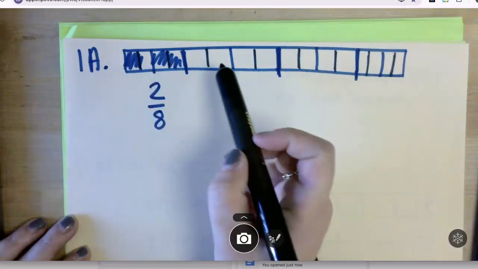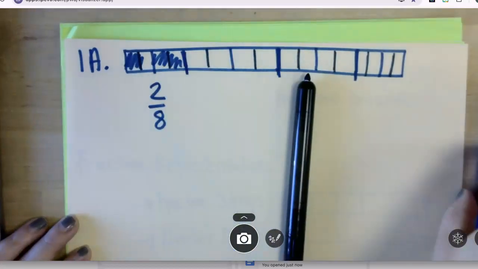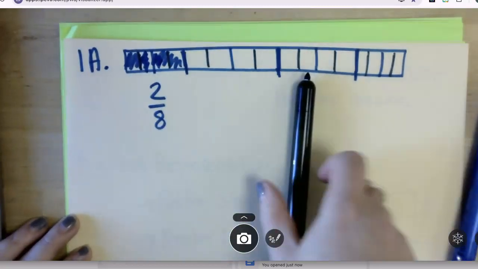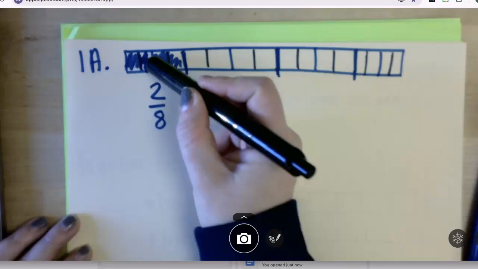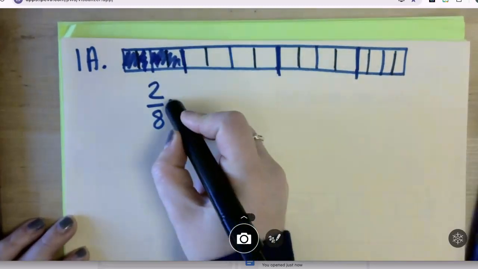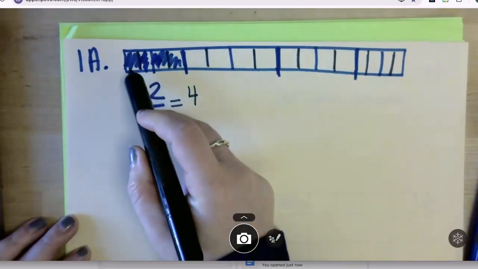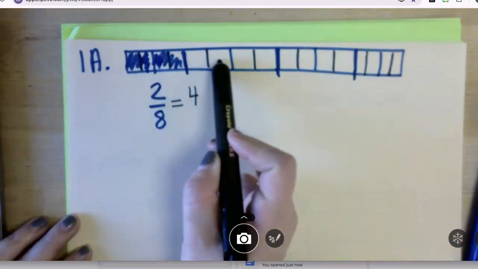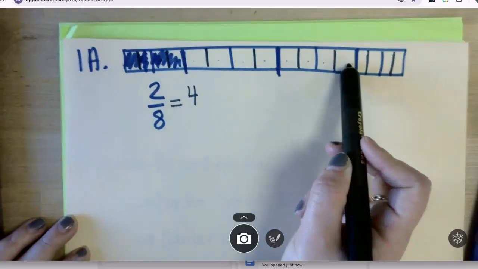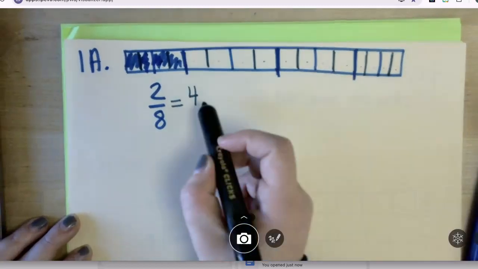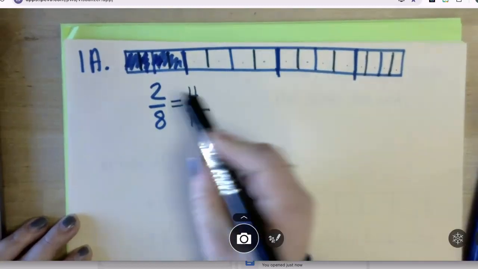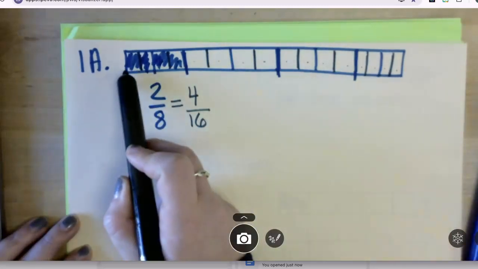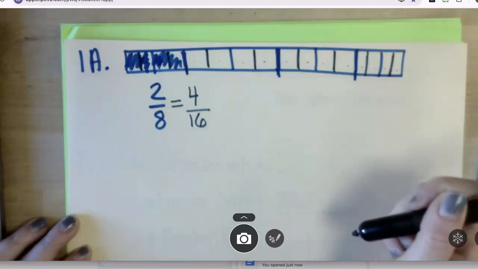So now, instead of having 2 pieces shaded in, I actually have 1, 2, 3, 4 pieces shaded in. And instead of having 8 pieces as my denominator, 1, 2, 3, 4, 5, 6, 7, 8, 9, 10, 11, 12, 13, 14, 15, 16, I have 16 pieces in my denominator. That is how to create an equivalent fraction from these fraction strips. Now you can just do this again.